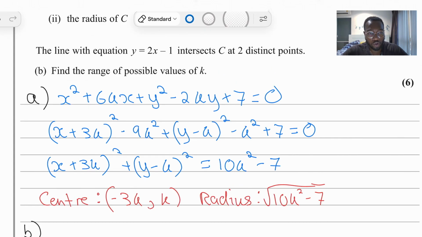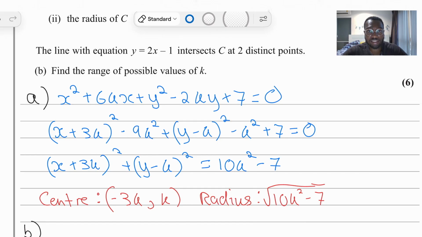Okay, so for part B, we're told that the line with equation y equals 2x minus 1 intersects C at two distinct points. We need to find the range of possible values of k. So because it says that it intersects, then what that means is we're most likely going to have to use some form of simultaneous equations, going to have to make some equations equal to each other.